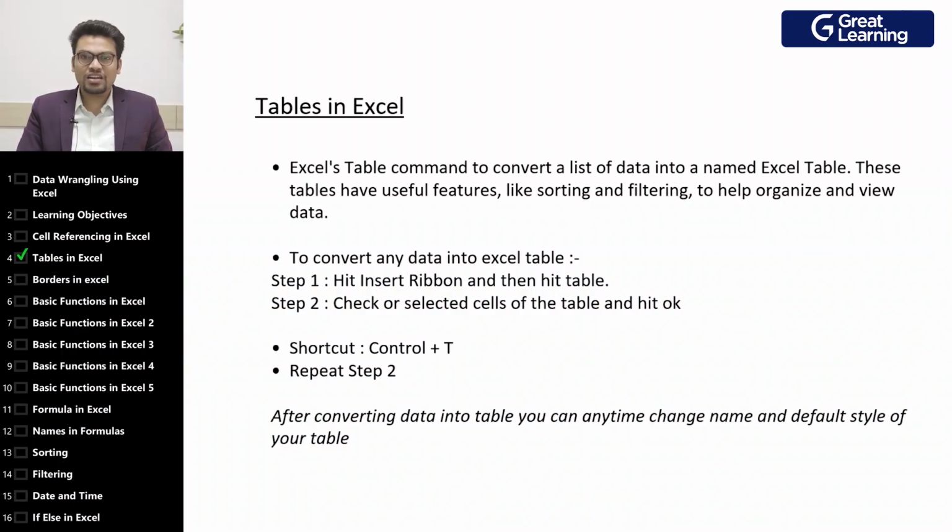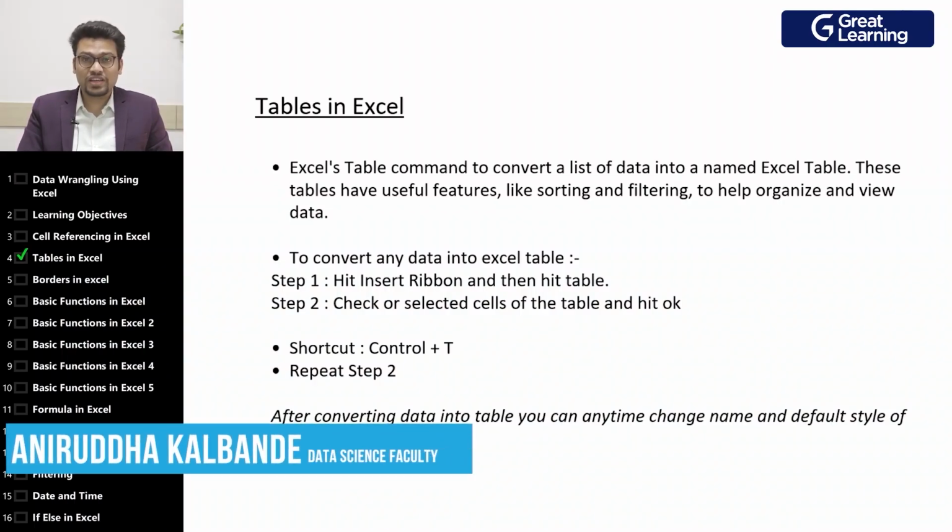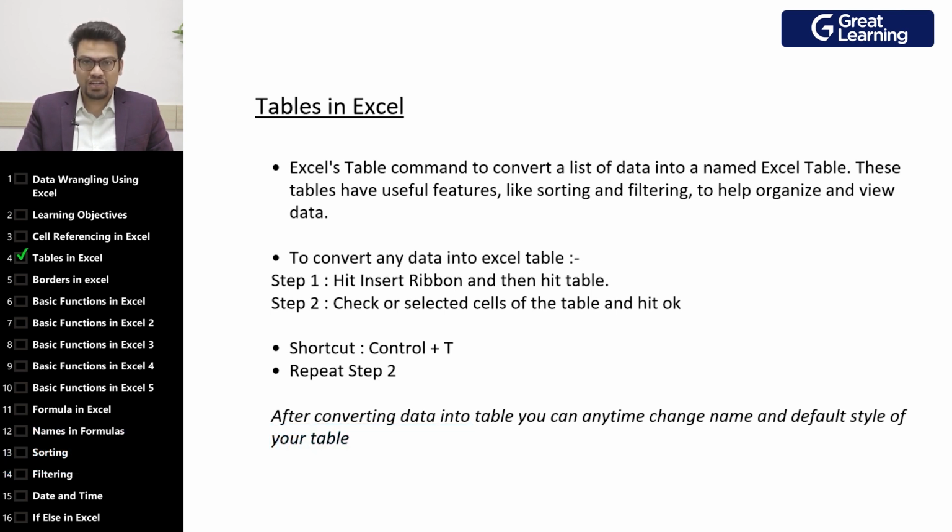Now let's try to find out what tables in Excel are. So a table is a feature of Excel in which you can have many useful features such as sorting, filtering and all other functions. You just have to write the formula once and then generalize it and get all the values applied throughout the row or column. So it is very easy and convenient to perform this operation.